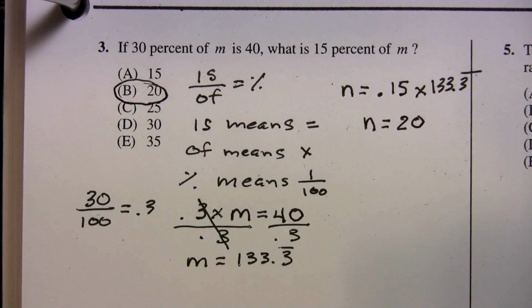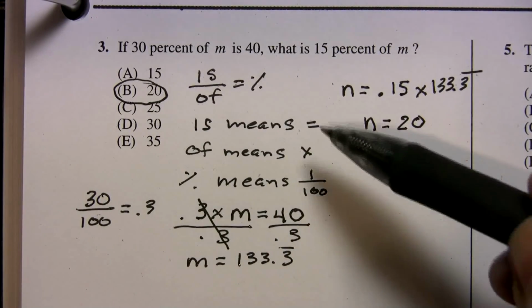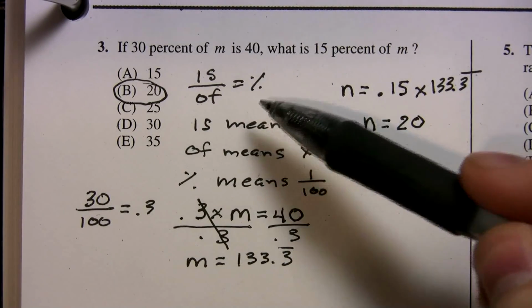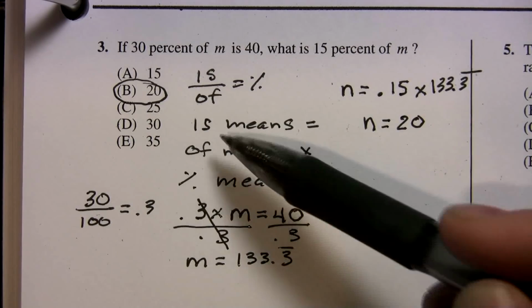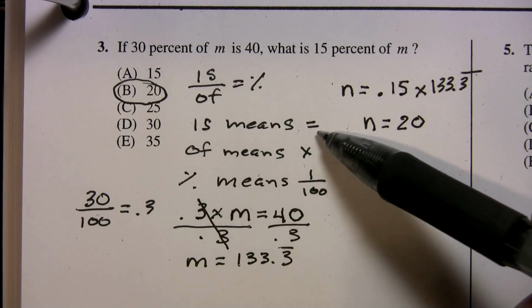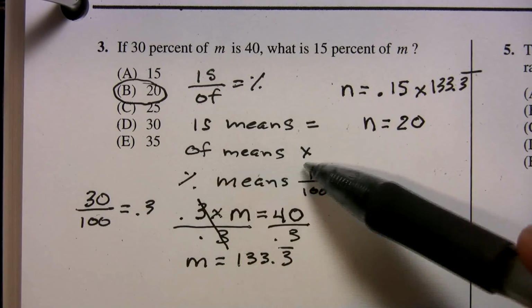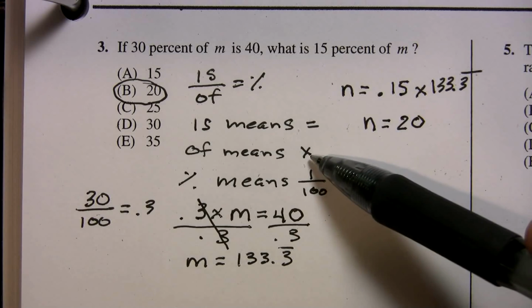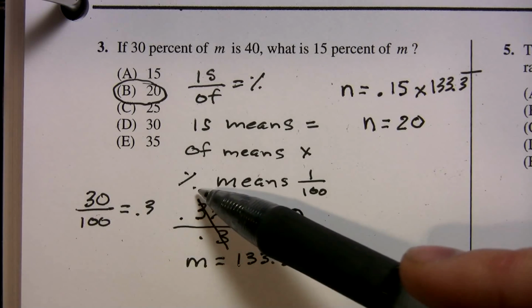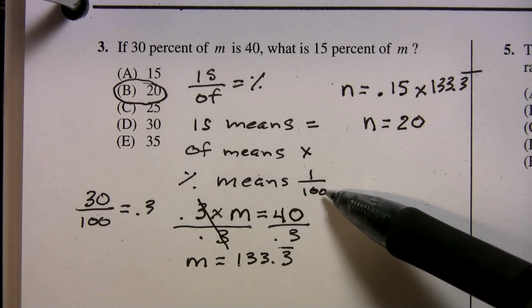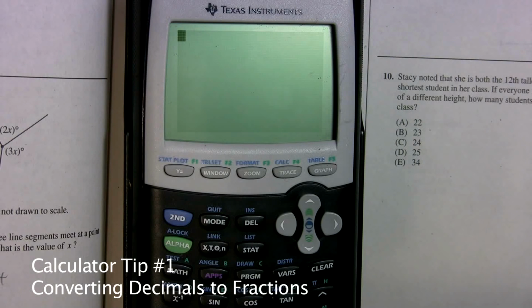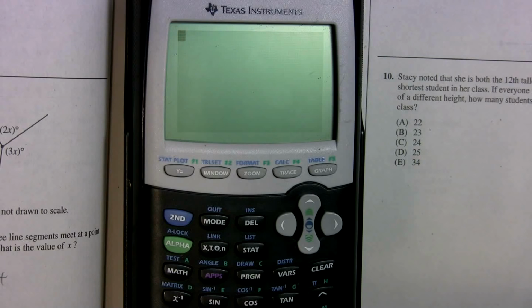So what's really good about this is that you can use is over of equals percent. I just find it easier that anytime you see an is, that means an equal sign. Anytime you see an of, that's a multiplication, or you multiply. And anytime you see percent, you're going to divide by 100. I guess you could call this a calculator trick or a tip. I think most students know about it, but if you don't, it's really helpful.